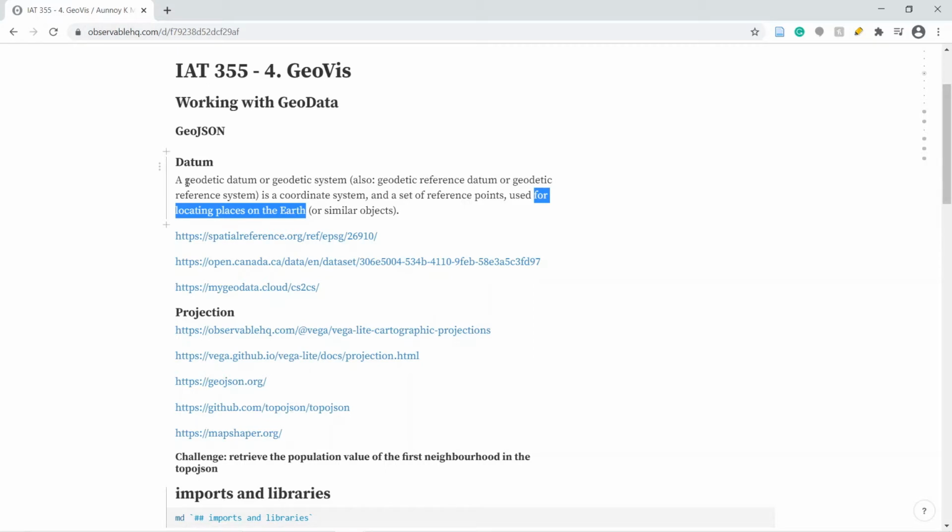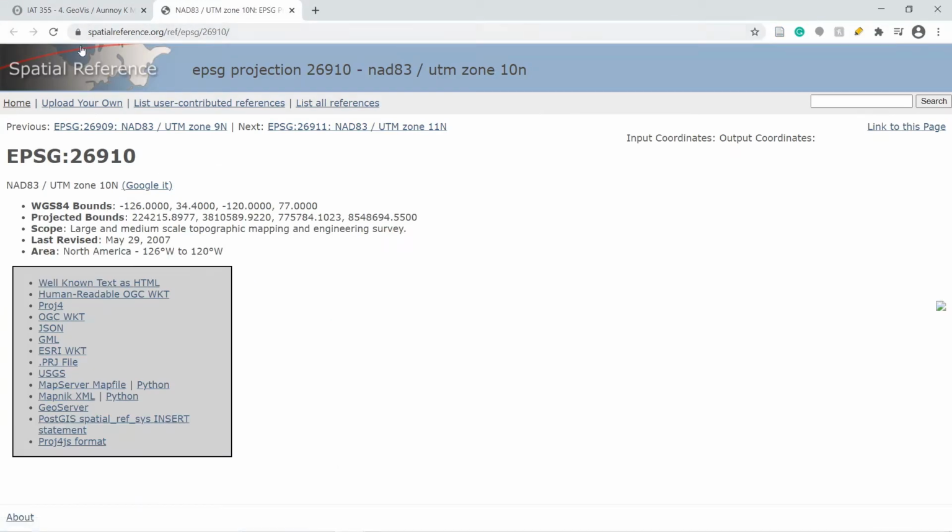So, a geodetic datum has many standards. You will be able to find them on this website, spatialreference.org. So we will be using the World Geodetic System, which is supported by D3, and its technical name is this number. It's a standard longitude and latitude reference that we will be using in D3. So why is it important to talk about different standards?